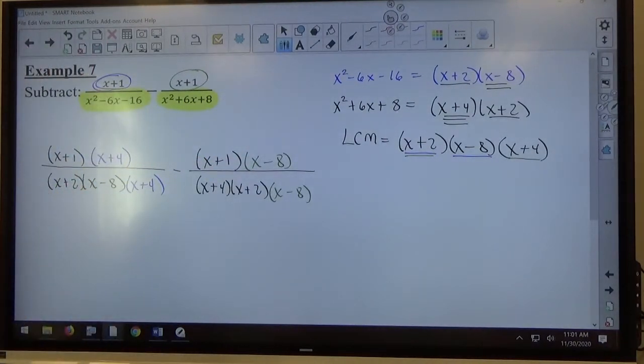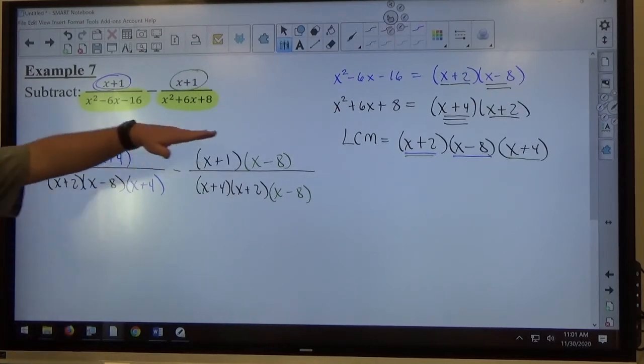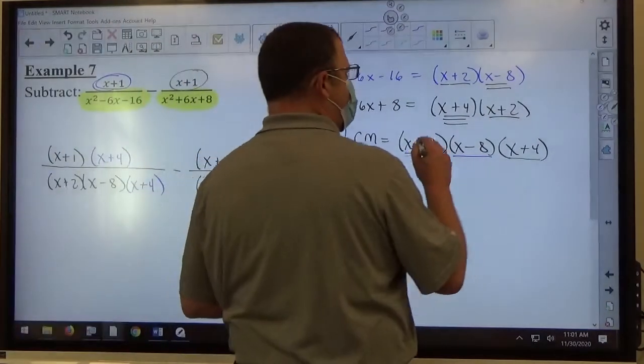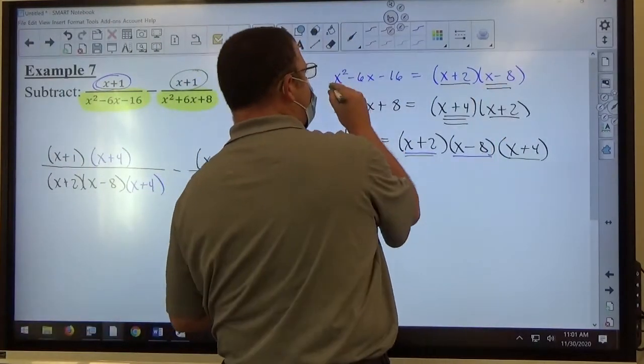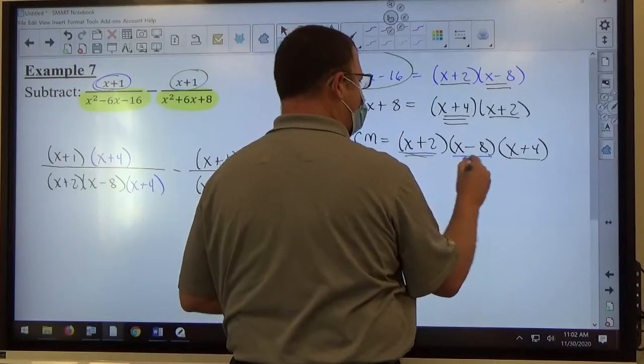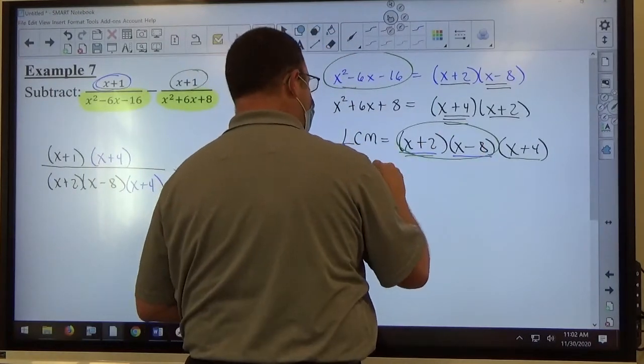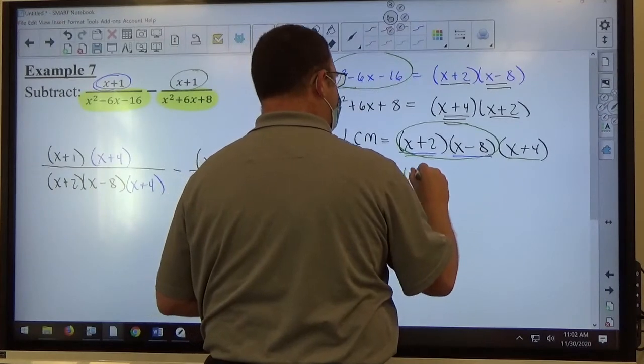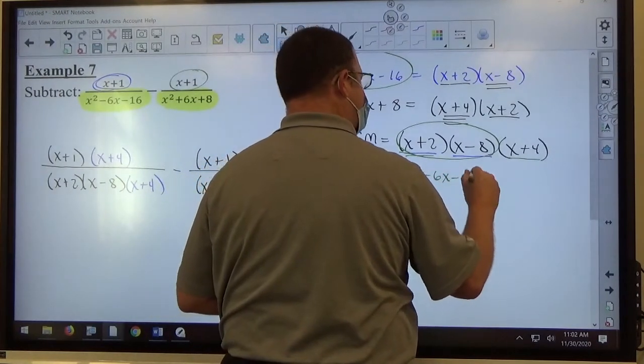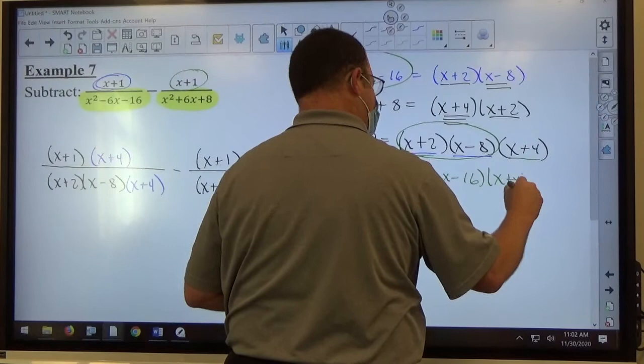Now for the subtraction problems, my recommendation is this. Don't try putting them together until you get both tops simplified completely. Also within this step, if you want to simplify the denominators, maybe I'd do that over here. So if I look at x plus 2 times x minus 8, that expression, so this product makes that. So the least common multiple is x squared minus 6x minus 16 times x plus 4.